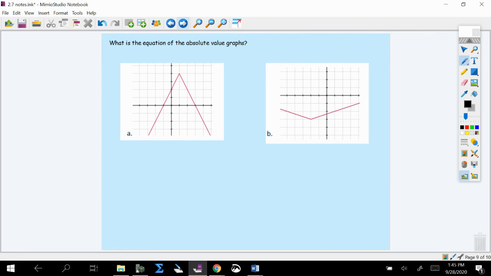Now, the last thing you're going to be asked to do with these is go in reverse. I give you a graph, and then you tell me about the equation. So you want to write down, what do you notice? What shifting do you notice happens? It makes this much easier.